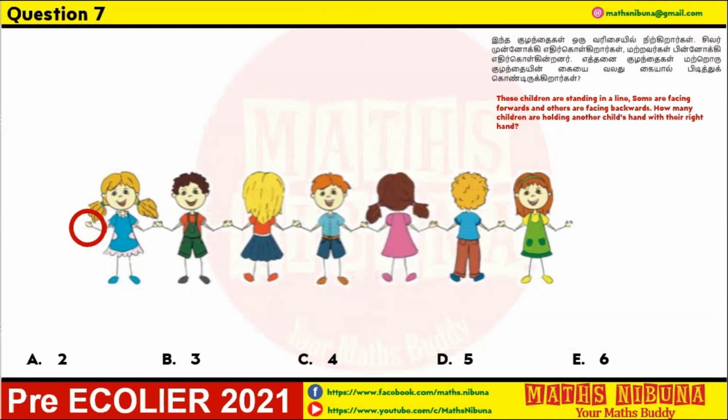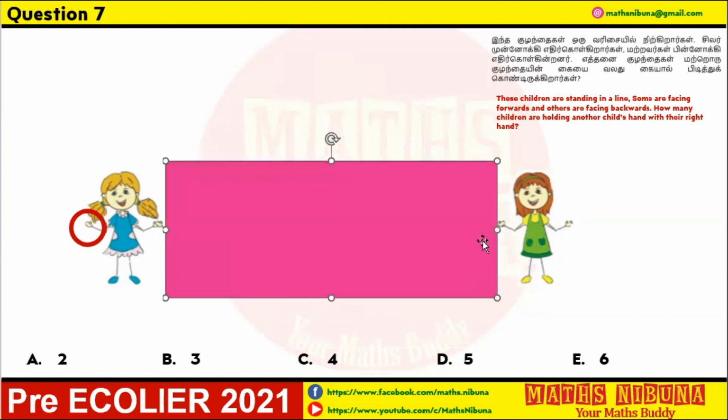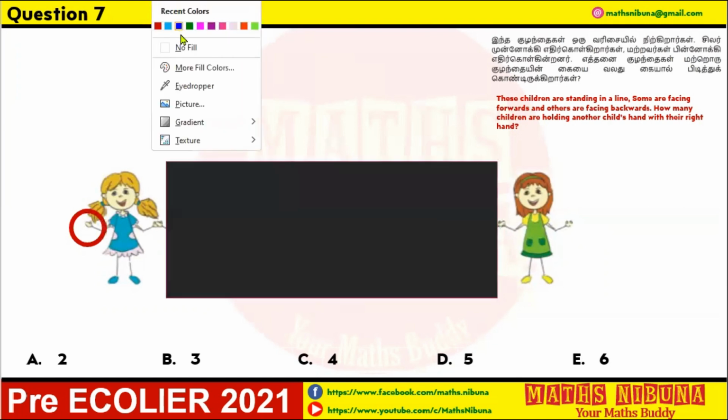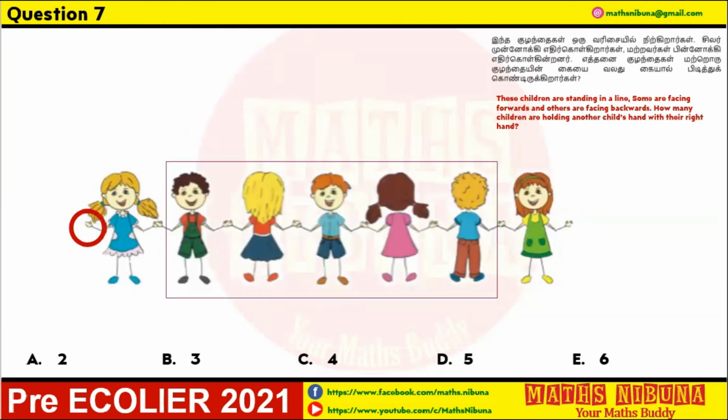So it doesn't matter when we look at children number 2, 3, 4, 5, and 6, all in the middle. These children are all holding the other children with both hands. They use both their hands, right and left. That means these are the acceptable children who use their right hand to hold their friends, 3, 4, 5.